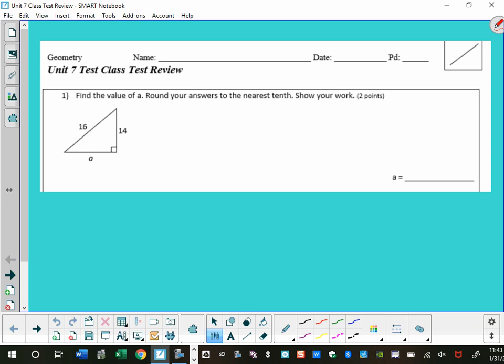The first one says find the value of A and round your answers to the nearest tenth. Show your work. If we have two sides of a triangle, I can always find the third side. How can I do that?